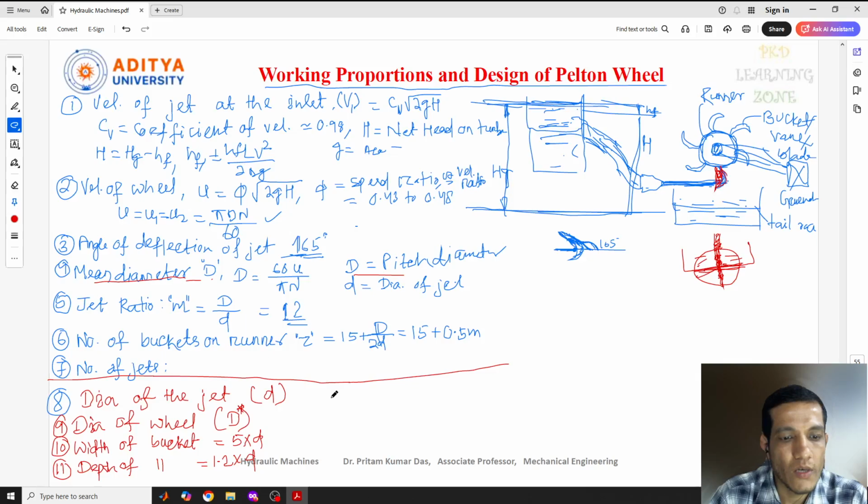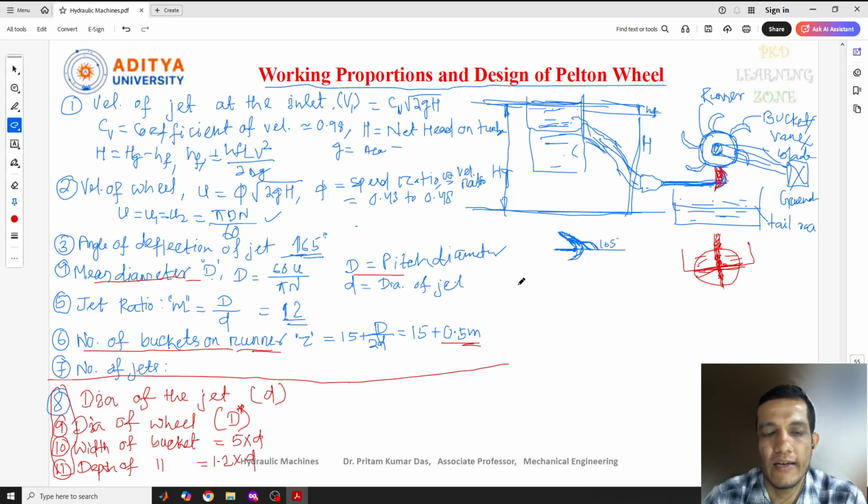Next we need to identify the number of buckets on the wheel. I already told you how to calculate this, the number of buckets on the runner. So these are the terminologies required, or these are the working proportions of Pelton wheel; to design a Pelton wheel we need this data.